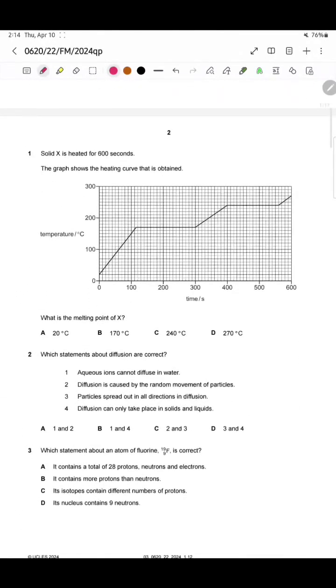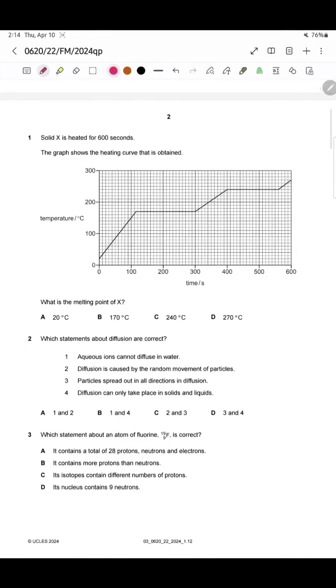Let's start with MCQ number 1. Solid X is heated for 600 seconds. The graph shows the heating curve that is obtained. So this is a heating curve. Remember that we have two different types of curves in Cambridge IGCSE 0620 chemistry. One is the cooling curve and the other one is the heating curve. This one is the heating curve.